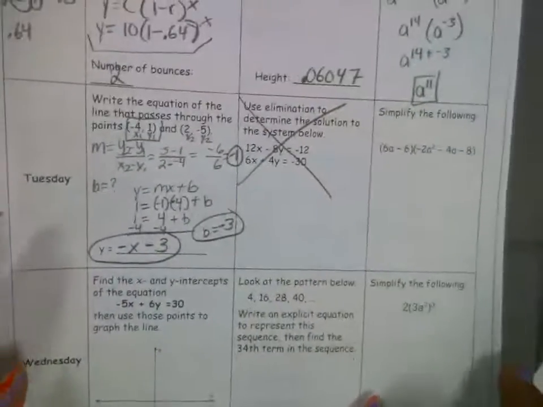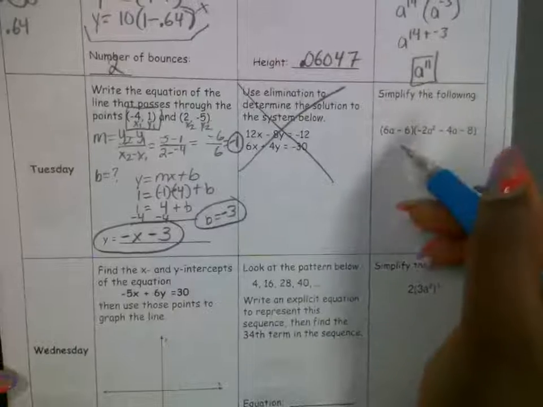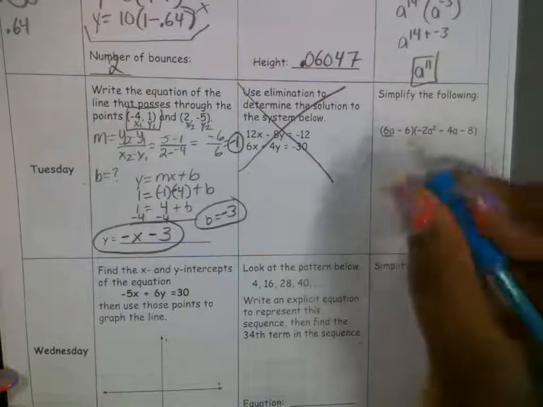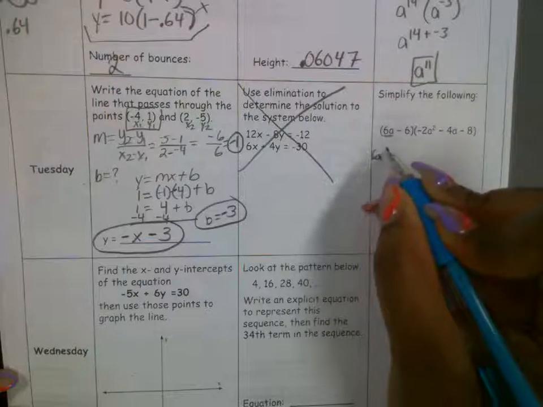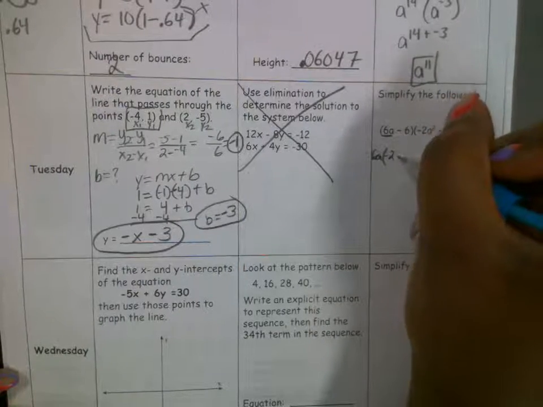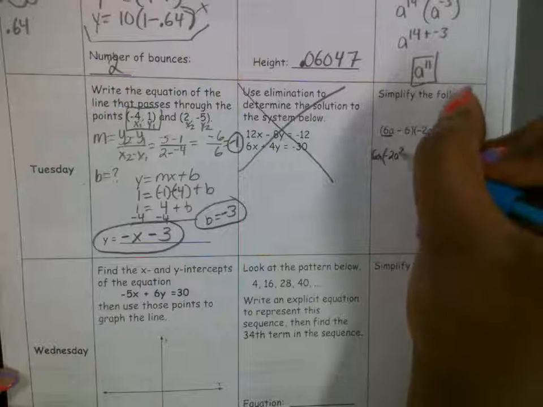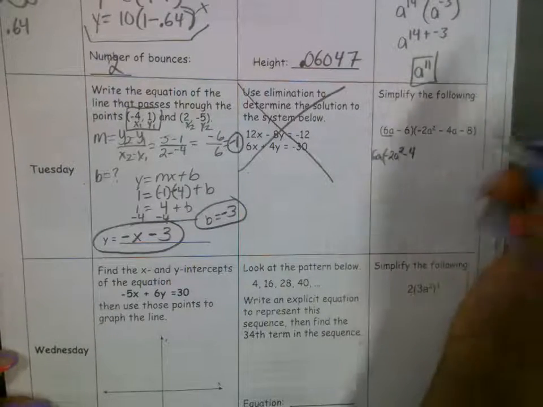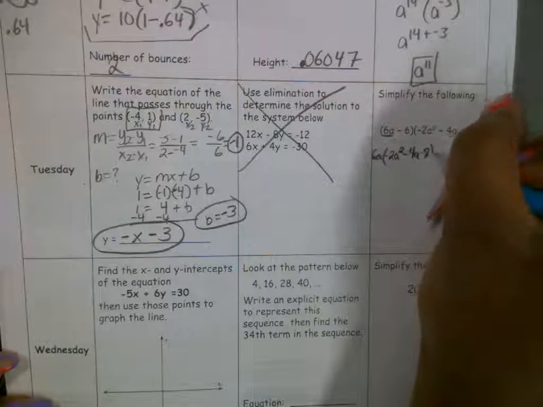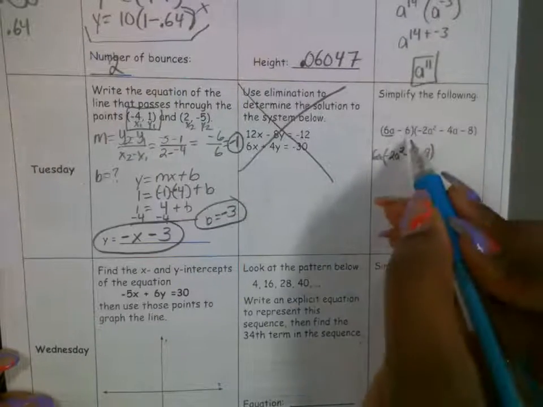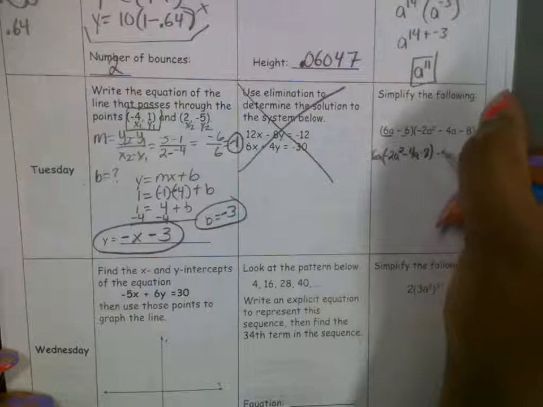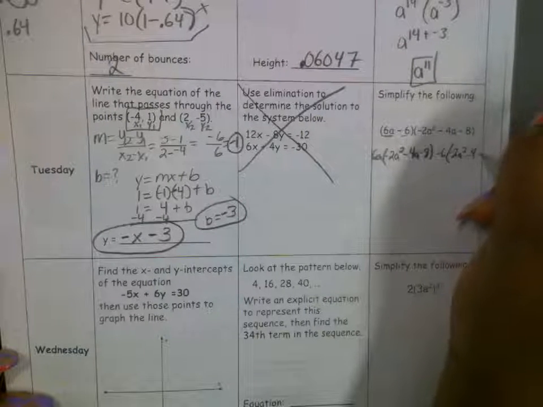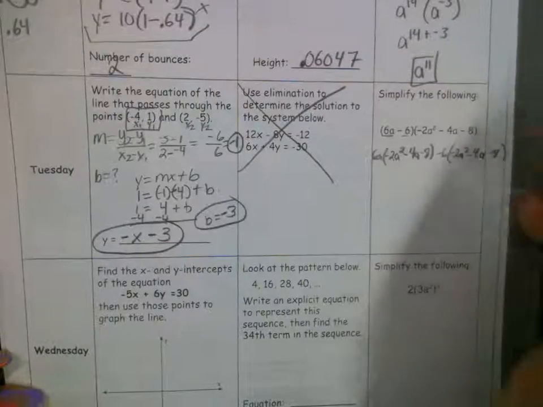All right, so let's simplify the following. We're going to use distributive property twice. We're going to multiply the 6a first. So we got 6a times negative 2a squared minus 4a minus 8. And then we got negative 6 times negative 2a squared minus 4a minus 8.